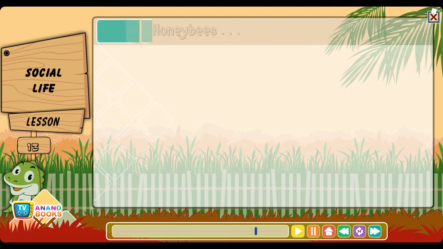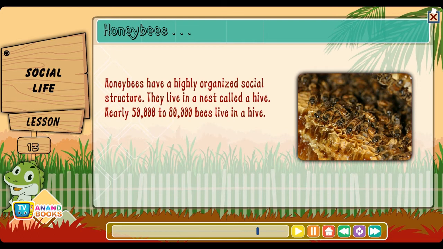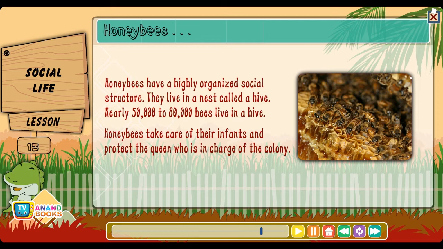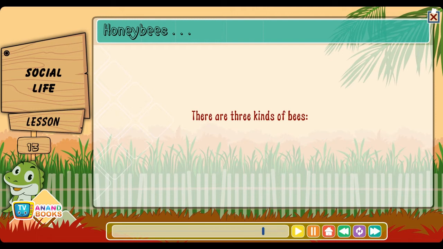Honeybees. Honeybees have a highly organized social structure. They live in a nest called a hive. Nearly 50,000 to 80,000 bees live in a hive. Honeybees take care of their infants and protect the queen, who is in charge of the colony. There are three kinds of bees.